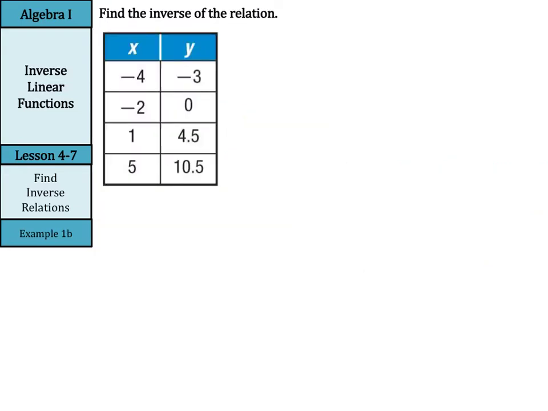What about when we're given it in table form? Well, we'll just go right to our brace here. When we're given it in table form, let's put this back into actual ordered pairs. So (-4, -3) is going to be (-3, -4). (-2, 0), well, the inverse is (0, -2). As for (1, 4.5), it becomes (4.5, 1). And (5, 10.5) is going to become (10.5, 5). Closed, room for the brace.